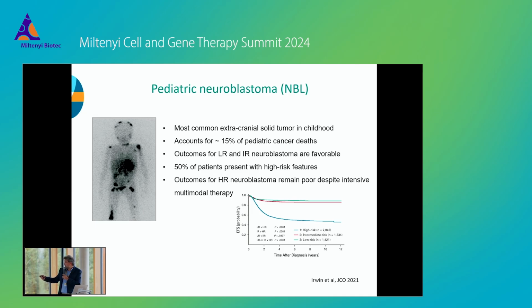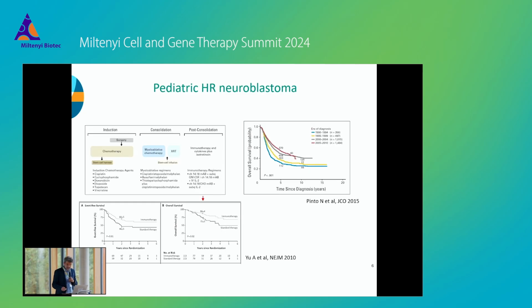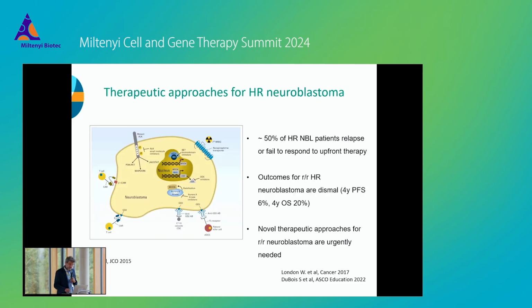Low risk, they are quite favorable, but there are 50% with high risk, with a kind of dismal outcome. The classical standard of care is chemotherapy, eventual bone marrow transplant, and consolidation therapy. There are some antibodies, some type of immunotherapy with anti-GD2 antibody, that can be used in this case. But overall, there is a large subset of patients that unfortunately do not respond.